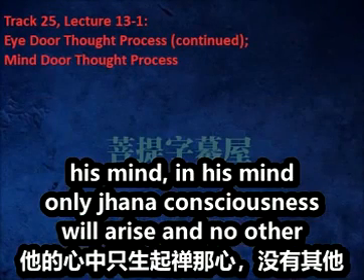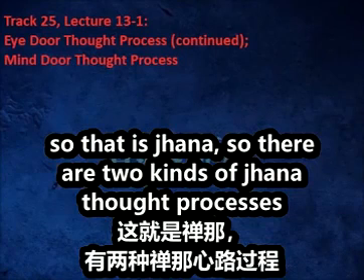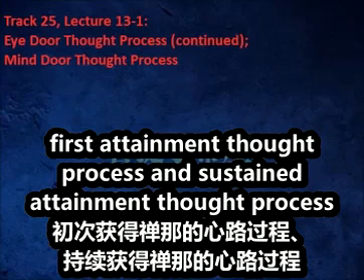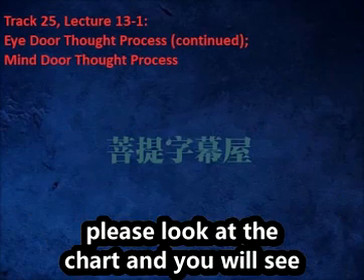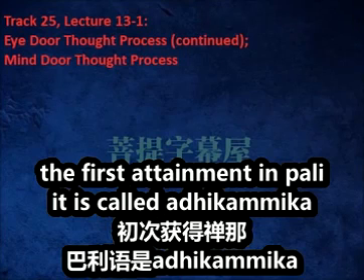In his mind, only jhana consciousness will arise and no other. So if he wants to be in the jhana for 2 hours, he can be in the jhana 2 hours, and so on. So that is jhana. So there are two kinds of jhana thought processes: first attainment thought process and sustained attainment thought process. So please look at the chart, and you will see the first attainment. And in Pali it is called adhikamika.